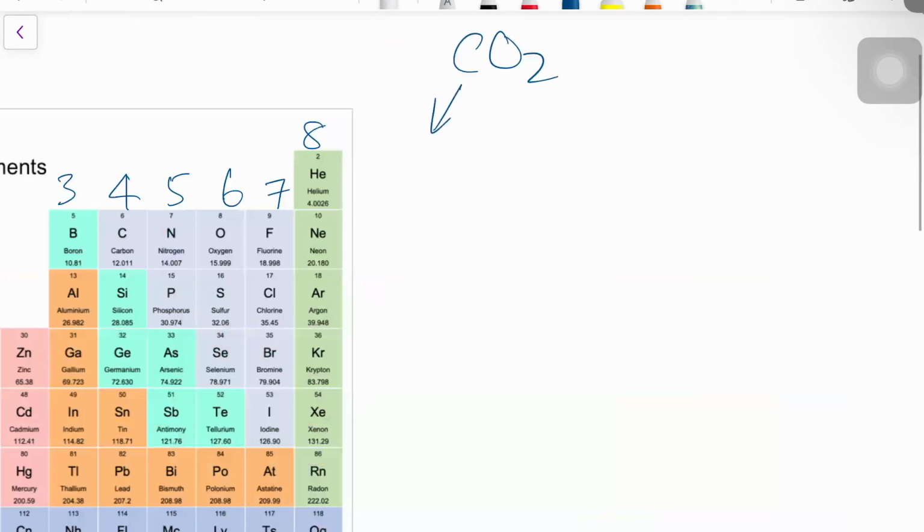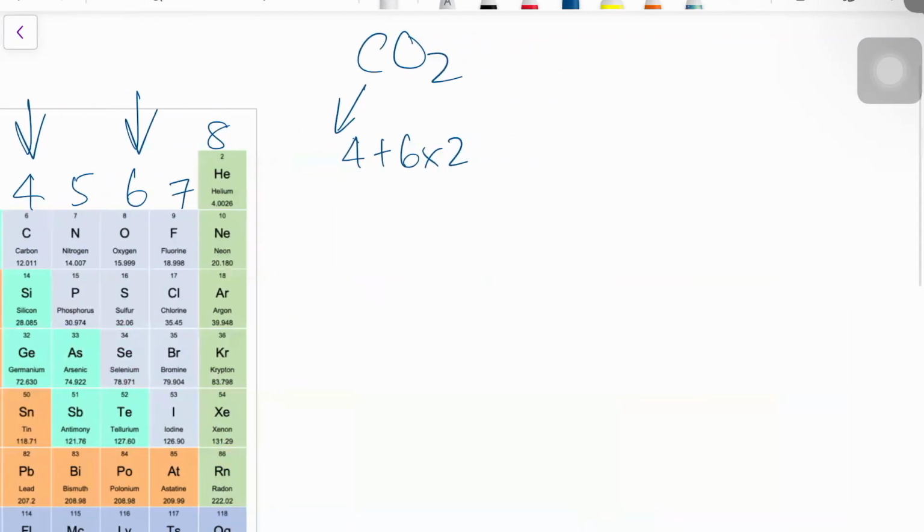Carbon has a valence electron of 4, and then oxygen has 6. So in total, I have 4 plus 6, but there's two oxygens, so that's 6 by 2, which is 12, plus 4 is 16. So I need to have a total of 16 dots on my Lewis dot diagram.